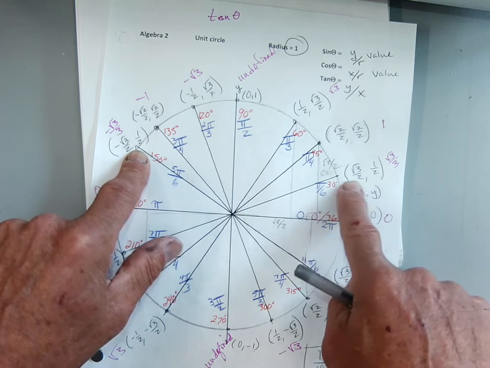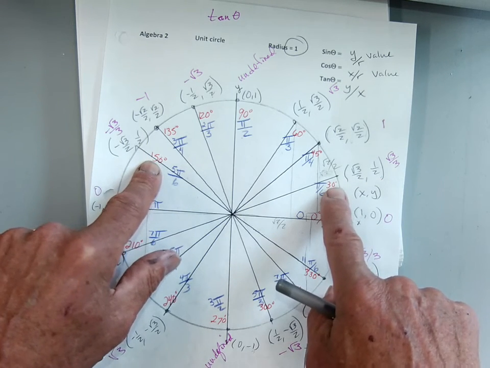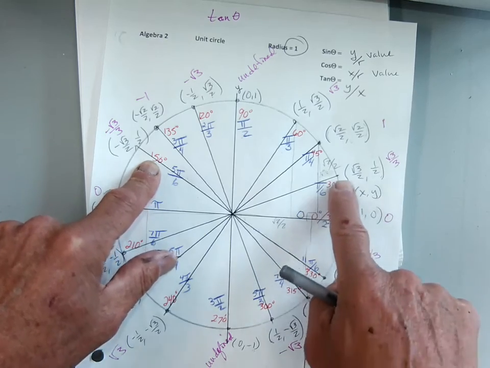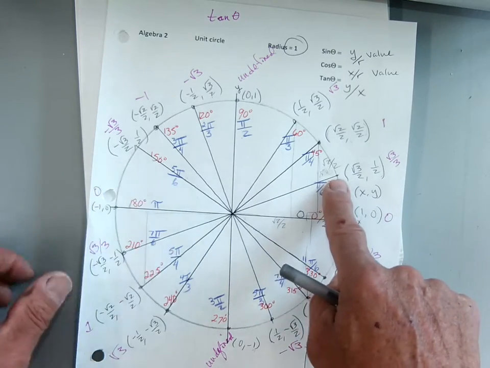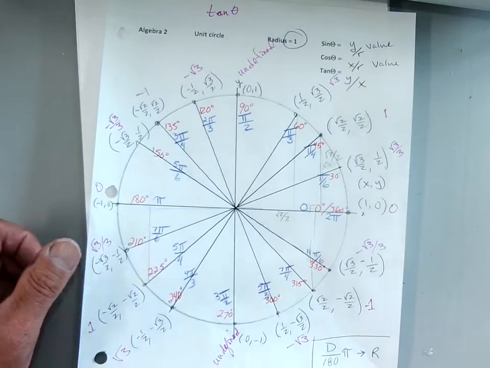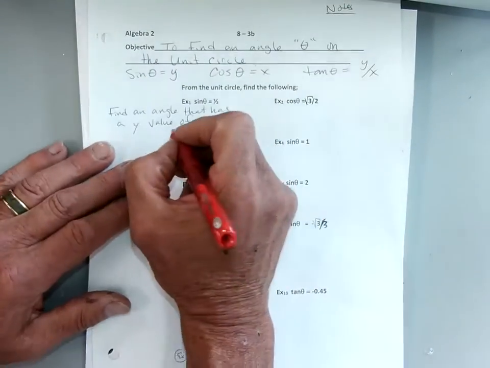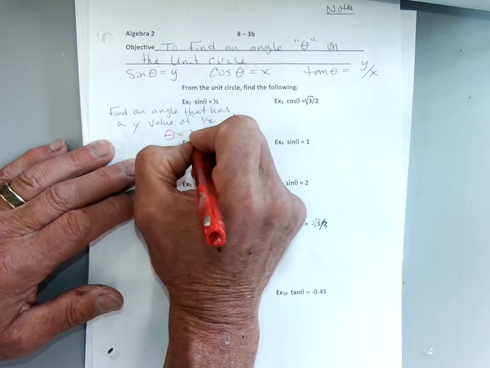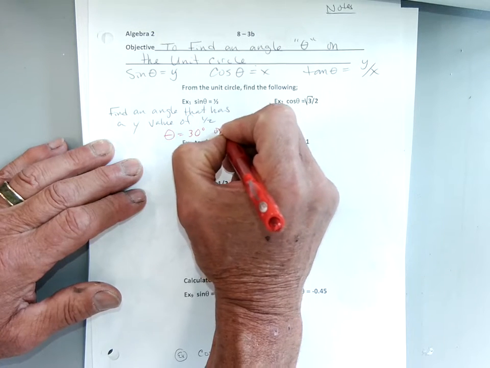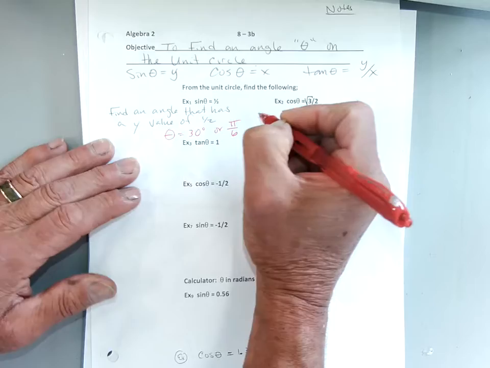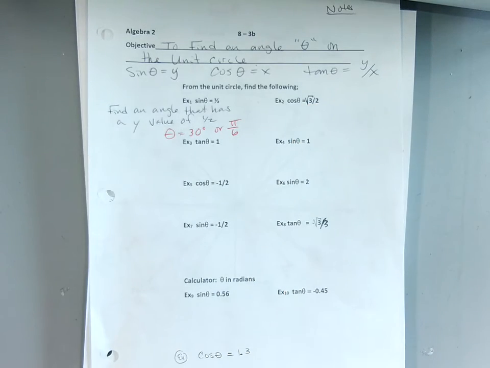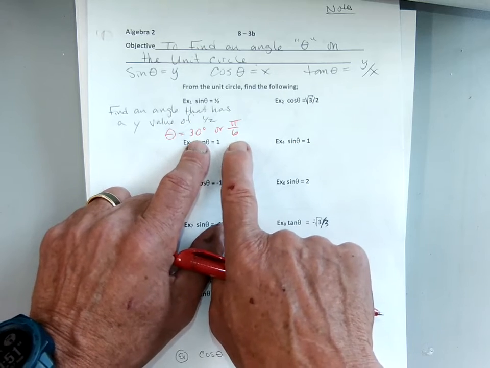So the angle is either 30 degrees or 150. The angle that's closest to the origin is 30, so the answer is 30 degrees. So theta equals 30 degrees, or pi over 6. Same angle, different name. I want you to put both so we get used to radians, okay? 30 degrees or pi over 6.